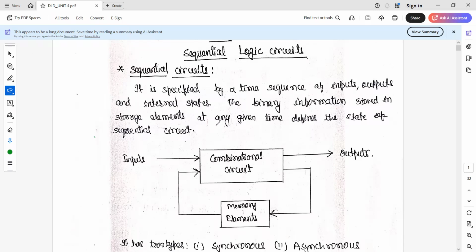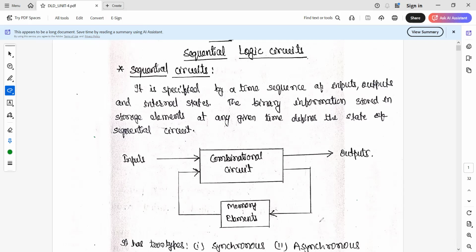Today our topic is sequential logic circuits. Before that, we discussed combinational logic circuits, where the output depends only on the inputs. But in sequential circuits, the output depends upon the present input as well as the past. So how are we going to store the past output? That is the memory element.